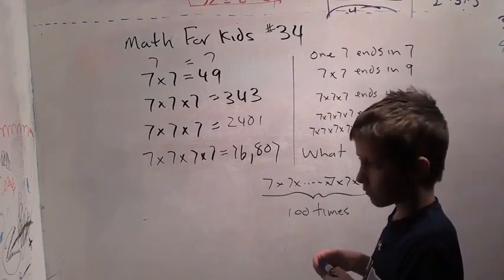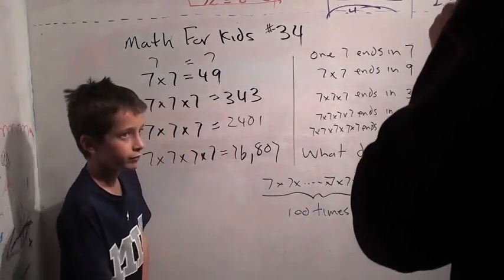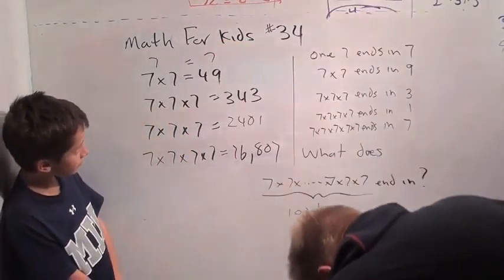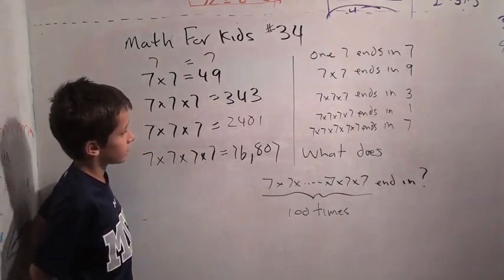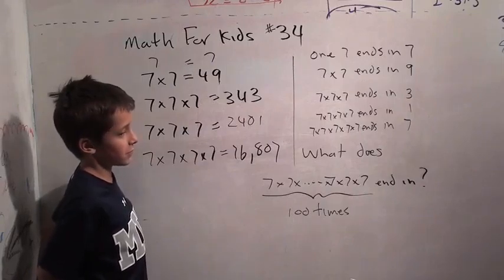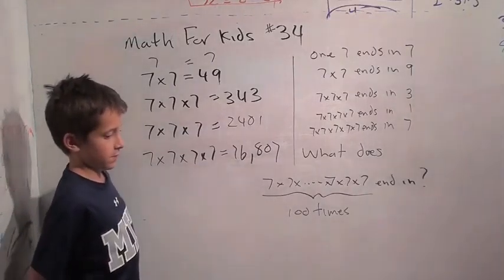Can you stand over there in the corner? Okay, so 7 to the 1st equals 7, right? Yeah. 7 times 7 equals? 7 squared, which equals 49.